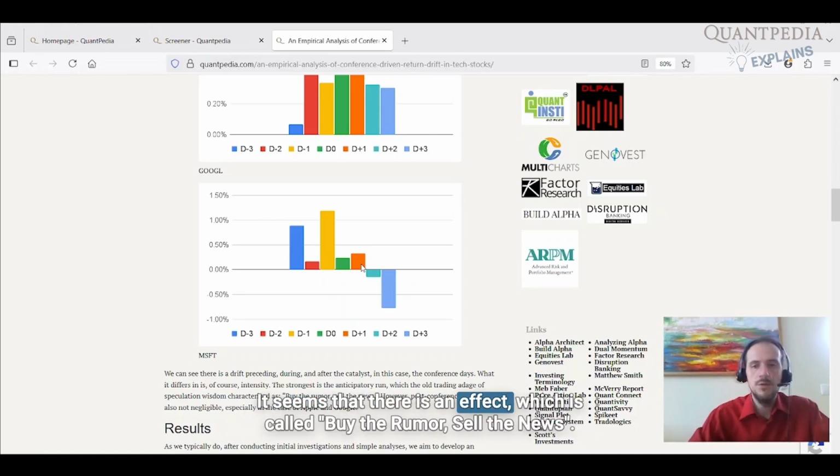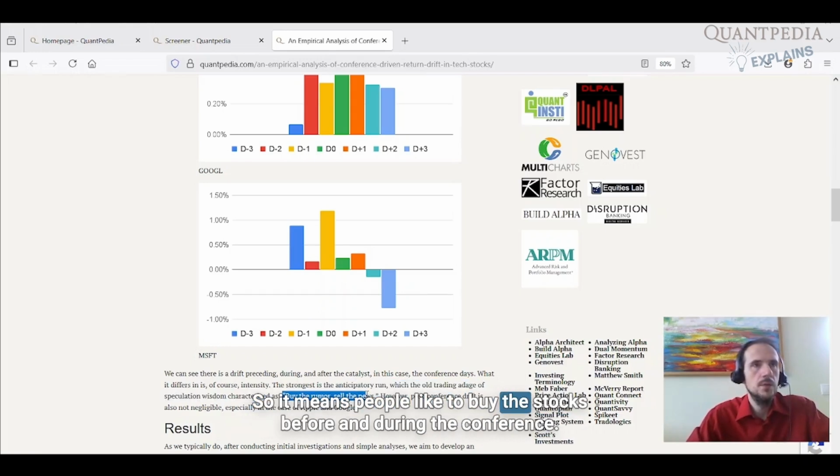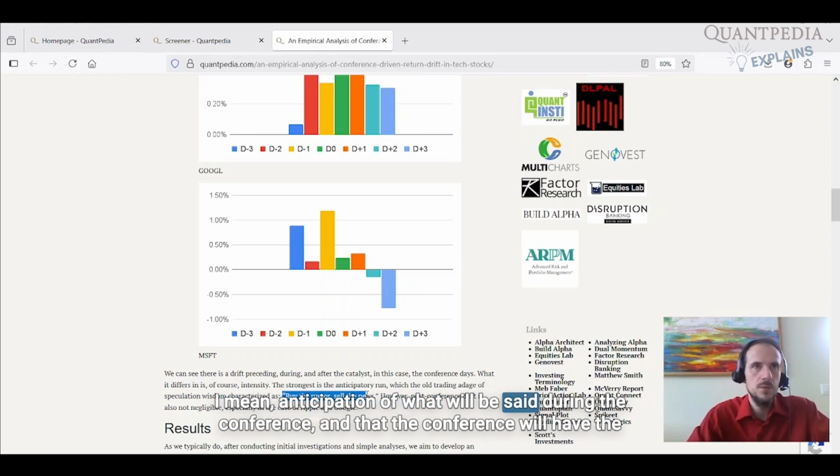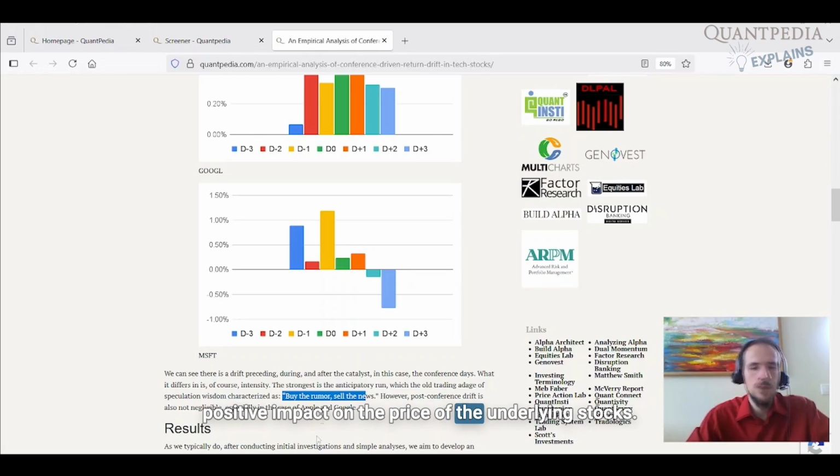It seems that there is an effect which is called buy the rumor, sell the news. It means people like to buy the stocks before and during the conference, in anticipation of what will be said during the conference, and that the conference will have a positive impact on the price of the underlying stocks.